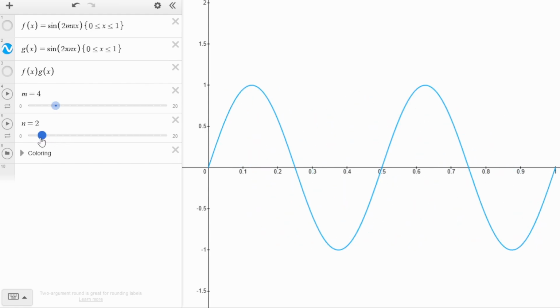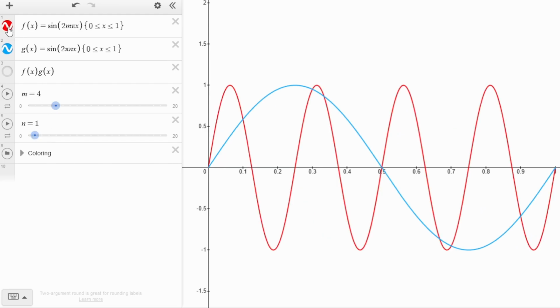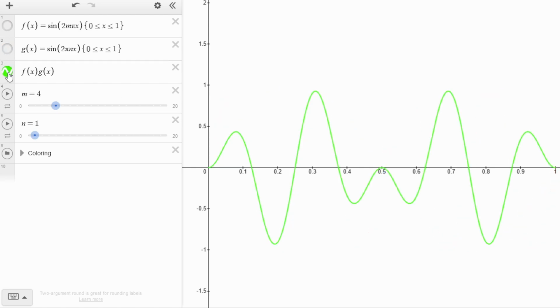I want you to notice a very special thing. Here in this region, this sine of 2 pi mx and sine of 2 pi nx are both positive. So their product must also be positive. But then here, sine of 2 pi mx is negative, while this blue function is positive. So the product must be negative as well. But because these functions keep repeating themselves over and over again, this product going from positive to negative must also keep repeating. So here you can see the product of these two functions.